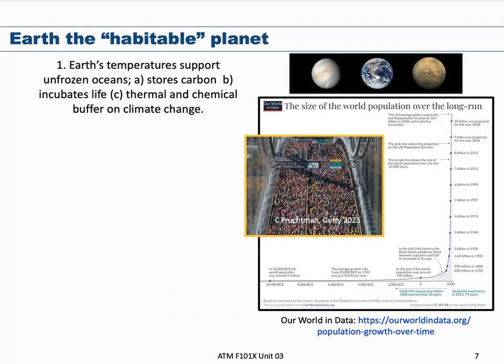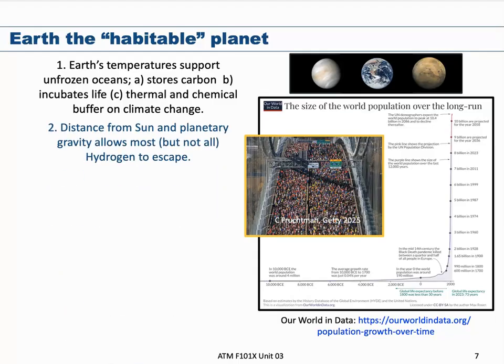Unlike our neighbors Venus and Mars, Earth is remarkably habitable. What made Earth habitable? The first point is that Earth's temperature supports unfrozen oceans, and oceans can store carbon, they can incubate life, and they act as a thermal and chemical buffer on climate change. 2. The distance from the Sun and the planetary gravity allows most, but not all, hydrogen to escape.